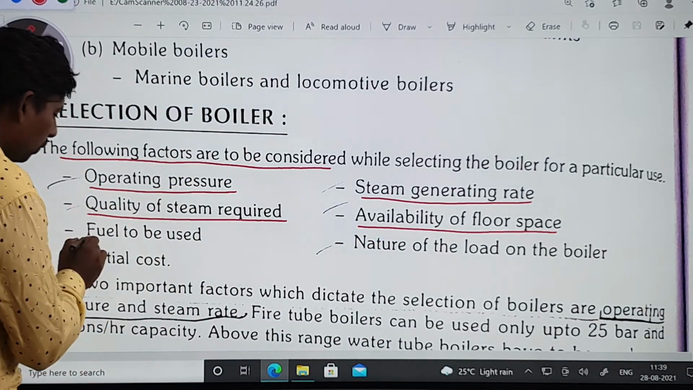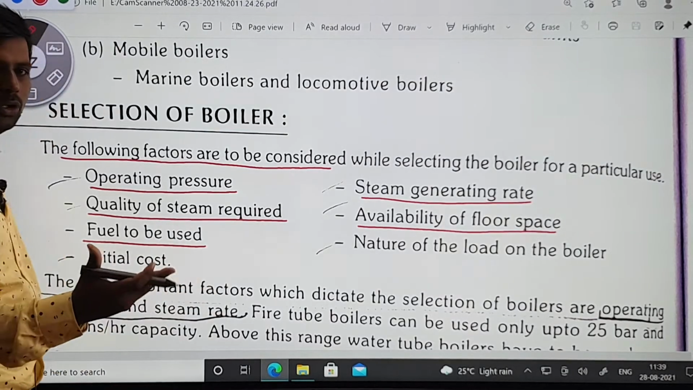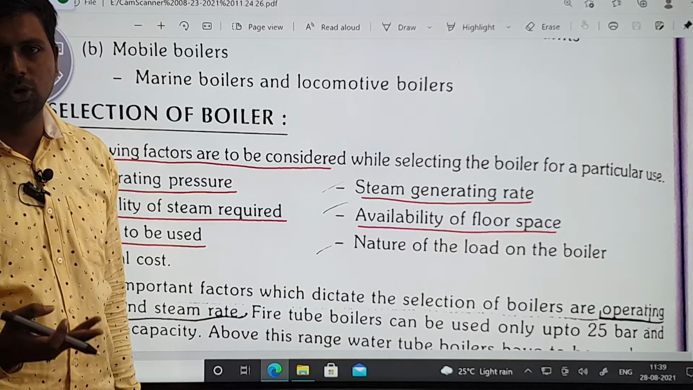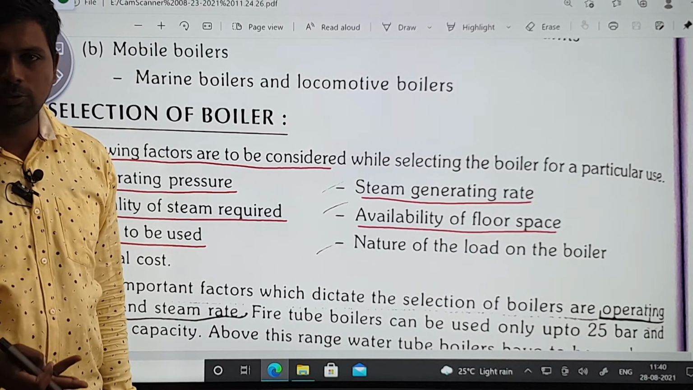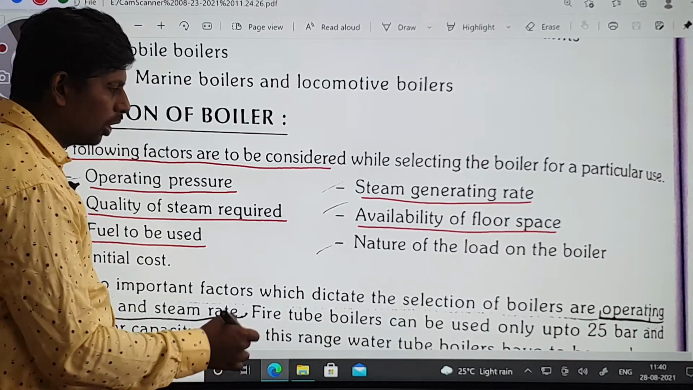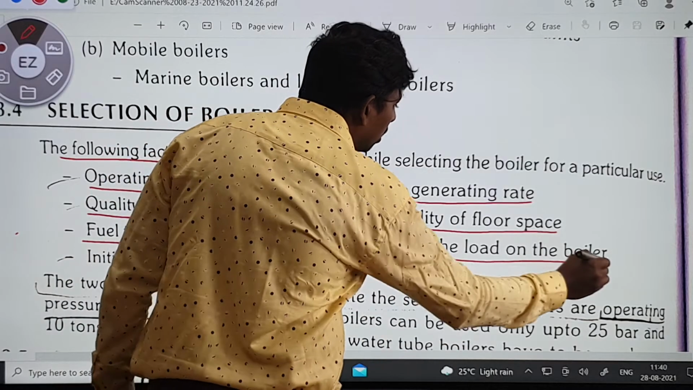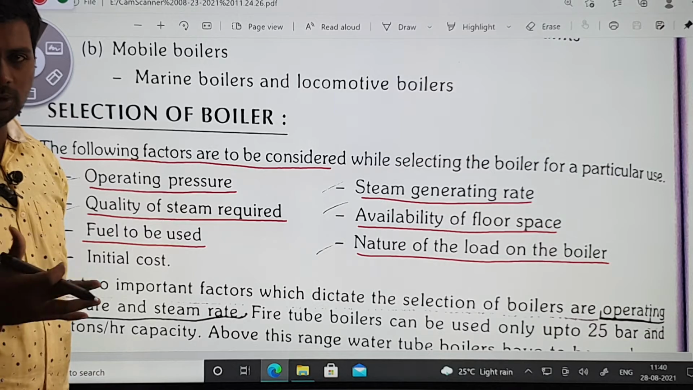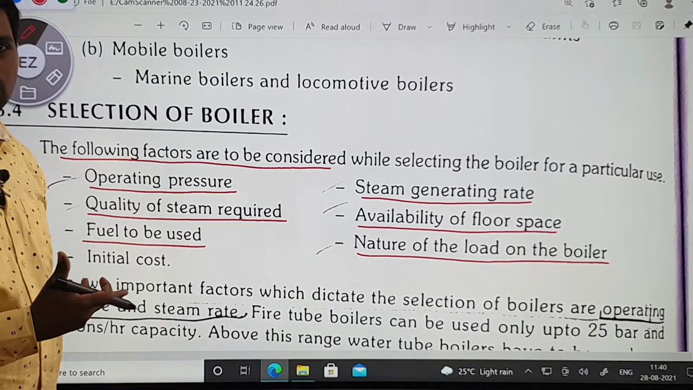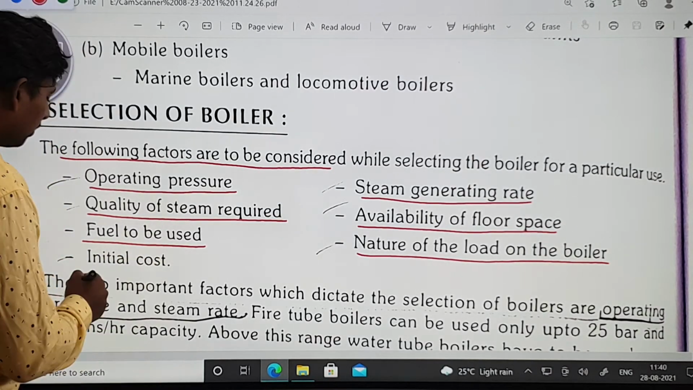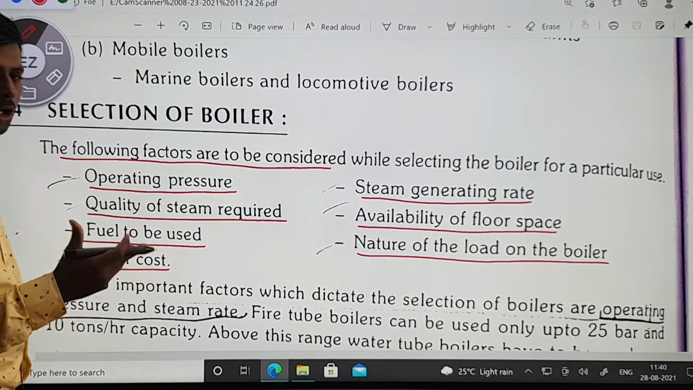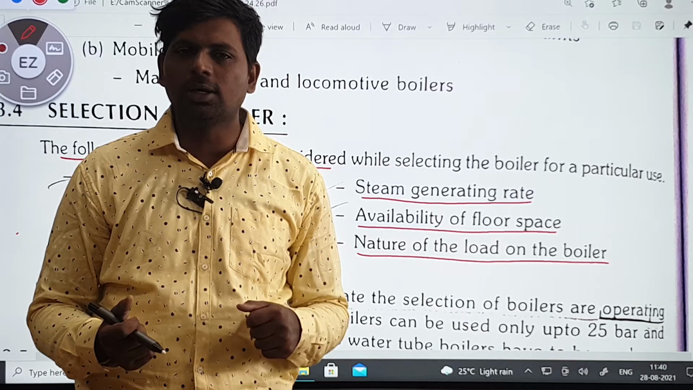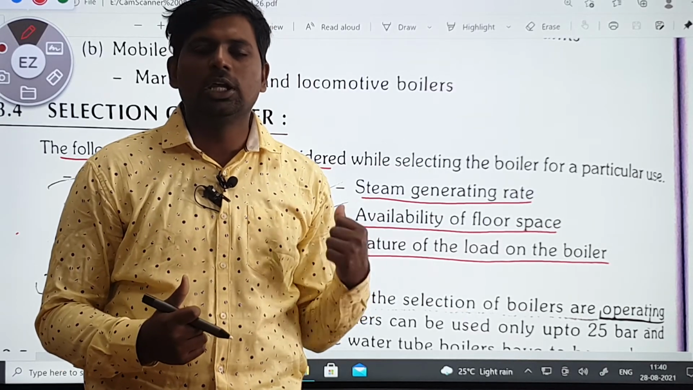Next one is the fuel to be used. Which type of fuel are you using? Solid fuel, semi-solid fuel or liquid fuel. That one is also important. Next one is the nature of the load on the boiler, meaning what type of load you are putting on the boiler, how much steam you are producing. Next one is the initial cost. How much is the cost of the boiler?